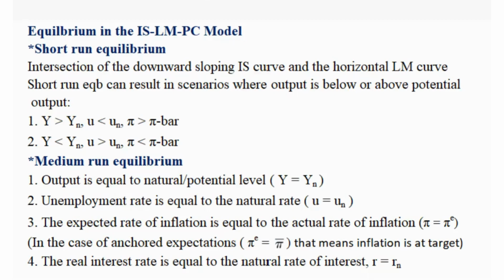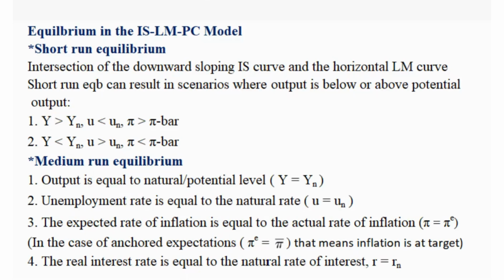Now in the short-run equilibrium, we can have scenarios where output is above or below potential output. So in short-run equilibrium, we don't need to have the case where output is equal to the potential level. You can have output above or below it. Right? So if output is above potential, then we know through our Phillips curve that inflation is going to be above the target pi bar.